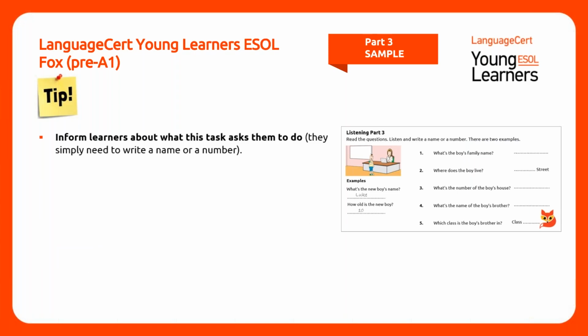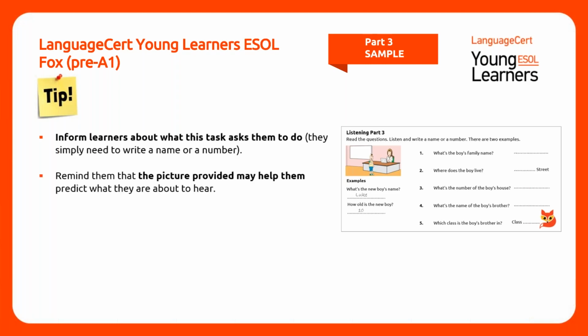Before learners tackle Part 3, you may need to inform learners about what this task asks them to do. Here, they simply need to write a name or a number. Also, remind them that the picture provided may help them predict what they are about to hear.